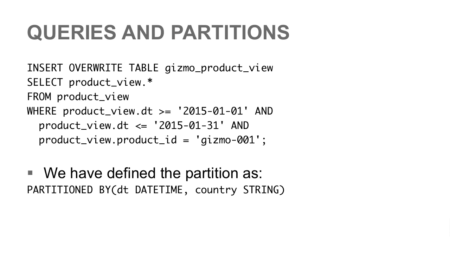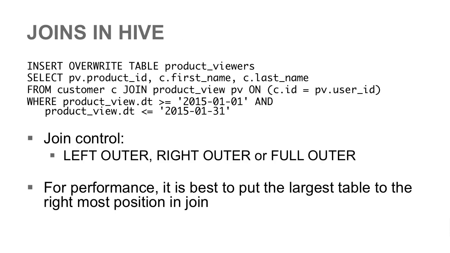Product view date is after 1st of January and before the end of January. And the product ID is Gizmo001. So this query is interesting because it is also using a partition, which we have defined as a partition by date, time, and country. We can also do joins.